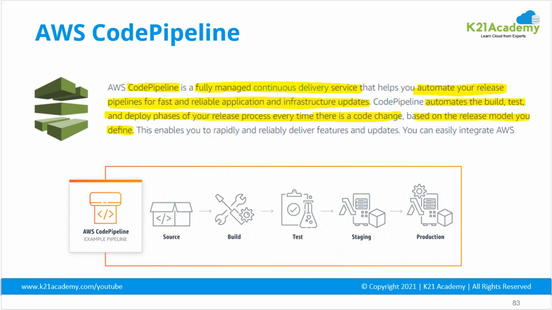As in the diagram you see, it will pick up the files from source code, build them, test them, and then you can also deploy them on a server. Once it's successful and testing is complete, you can automate and say deploy on production as well. CodePipeline is a fully managed continuous delivery service that helps you automate the release pipeline for faster deployment and quick infrastructure updates. It will automate the build, test, and deploy phases of your delivery process of development. So these are all DevOps related tasks.